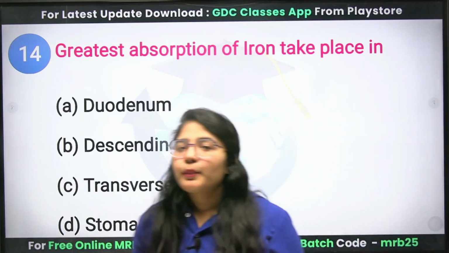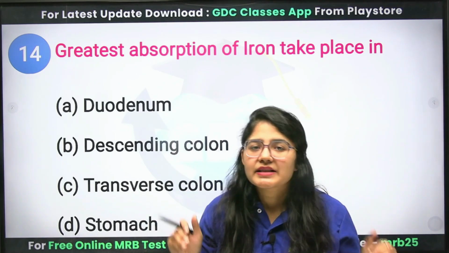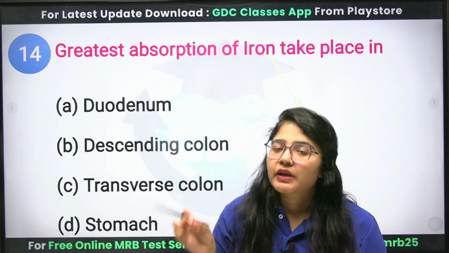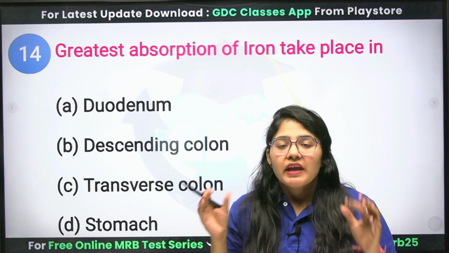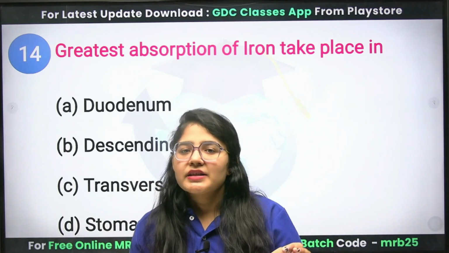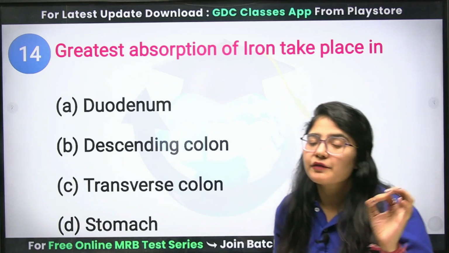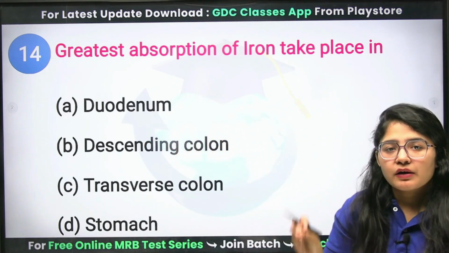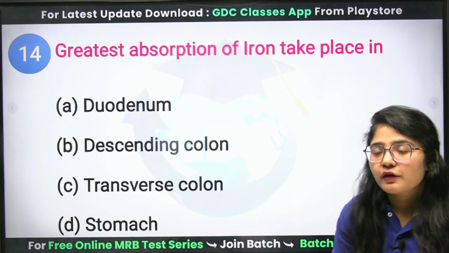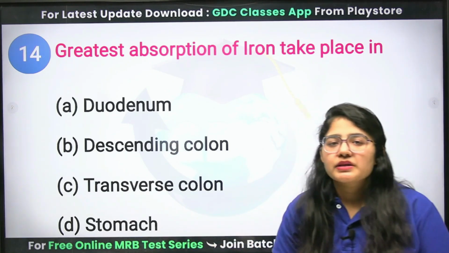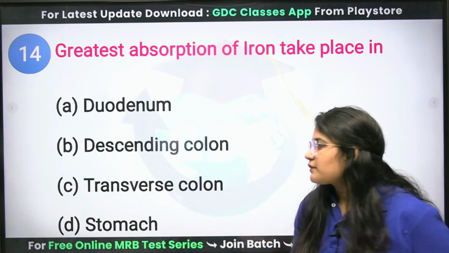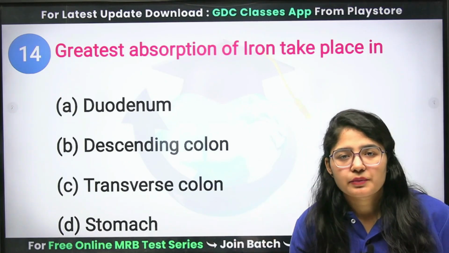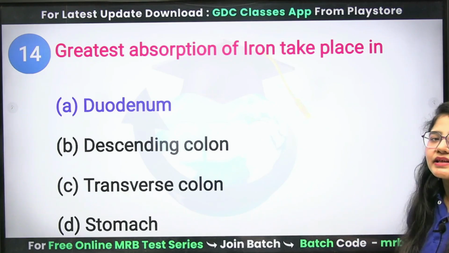In your body, the absorption of everything is under the control of your small intestine. Small intestine is the particular organ where absorption takes place. Even in your large intestine, only water is reabsorbed, but other nutrients and food particles are not absorbed. The duodenum is the first part of your small intestine and is responsible for much absorption. Stomach is responsible for digestion. Descending colon and transverse colon are parts of the large intestine and are not involved in absorption. So the correct answer is duodenum.